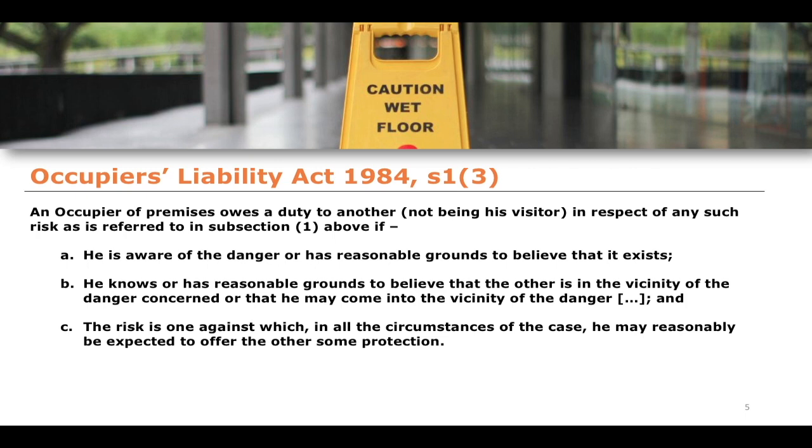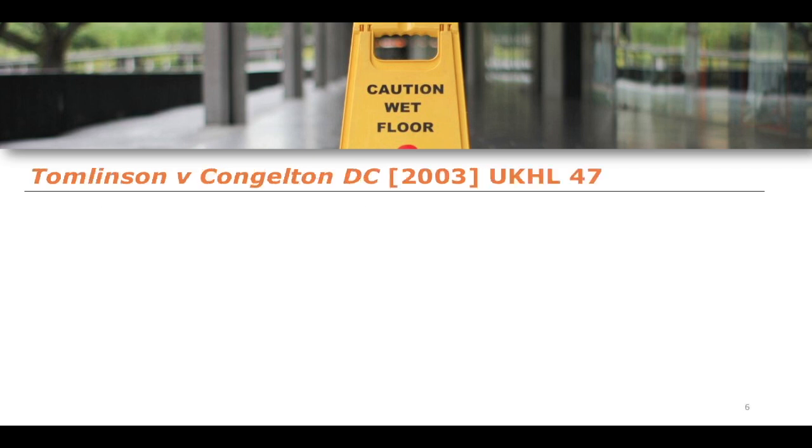But it requires three elements. It requires, firstly, a reasonable belief in the existence of the danger, or just an awareness of the danger therein. Secondly, a reasonable belief or an awareness that the individual is either in the vicinity of the danger or may come into the vicinity of the danger. And then finally, a reasonable expectation that you should offer this person some protection from the danger that you know exists. Those are the circumstances by which we can understand this particular legislation.